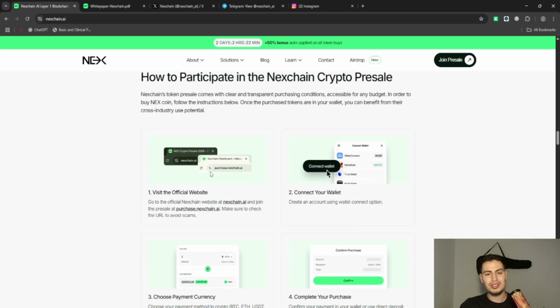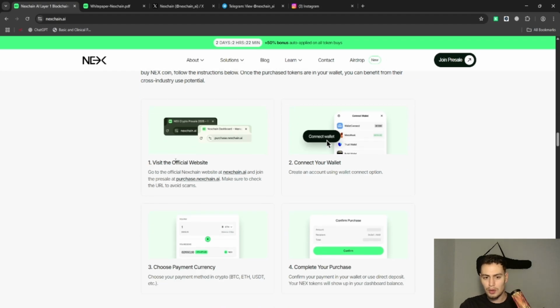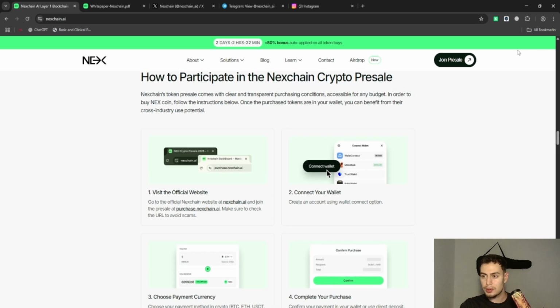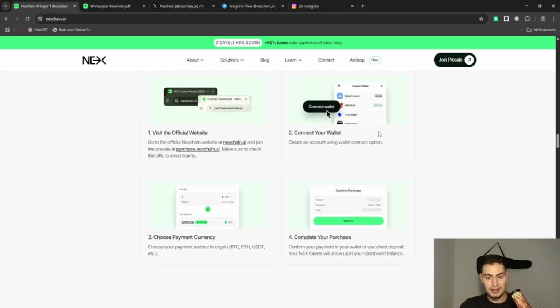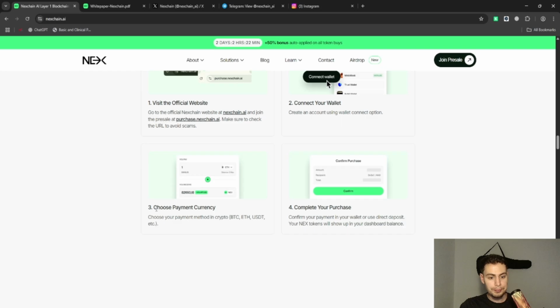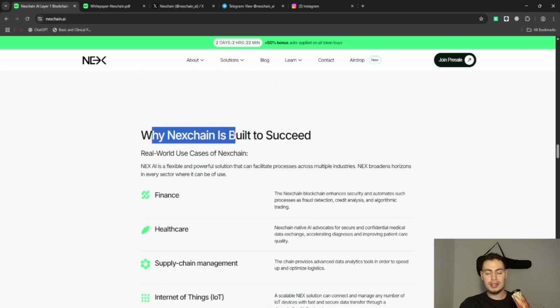It tells everything step by step, guys. Just visit the official website like I do, connect your wallet. You can see right up on the screen when you get into the website that you can connect the wallet. Choose payment currency, of course, as always. Then you can choose Ethereum, dollar, whatever you want, BNB. You have those. Complete your purchase, of course, and confirm your payment in your wallet. Check those out, guys. And it explains already why Nexchain is built to succeed.